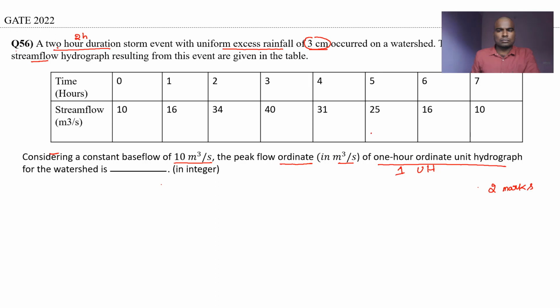So a 2-hour duration storm event with a uniform excess rainfall of 3 centimeter on a watershed. The ordinates of streamflow hydrograph resulting from this event are given below. Additionally they have mentioned that a constant base flow is to be considered. So it has asked to calculate the peak flow ordinate in meter cube per second for 1 hour unit hydrograph. Okay, since nobody responded, let me explain briefly and graphically.